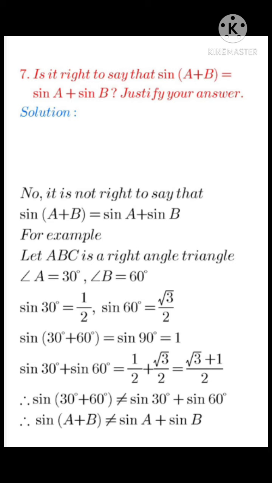Sin of 30 plus 60 is equal to sin of 90, and that is equal to 1. Sin 30 plus sin 60, if you substitute the values, we get 1 by 2 plus root 3 by 2, that is equal to root 3 plus 1 by 2. So are they equal? Firstly we got 1 and next we got root 3 plus 1 by 2. Hence they are not equal. So we can write here sin of 30 plus 60 is not equal to sin 30 plus sin 60. So obviously we can say that sin of A plus B is not equal to sin A plus sin B. That is your answer.